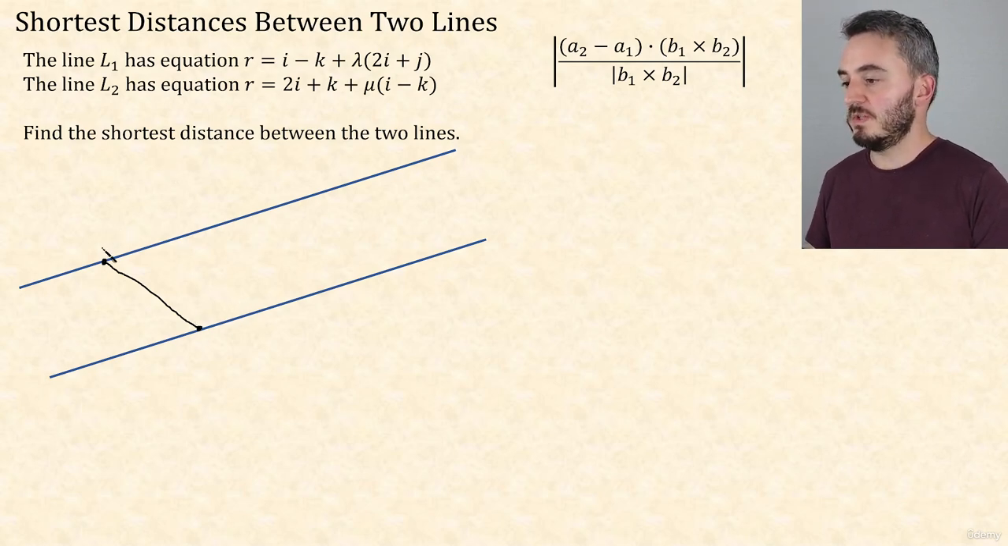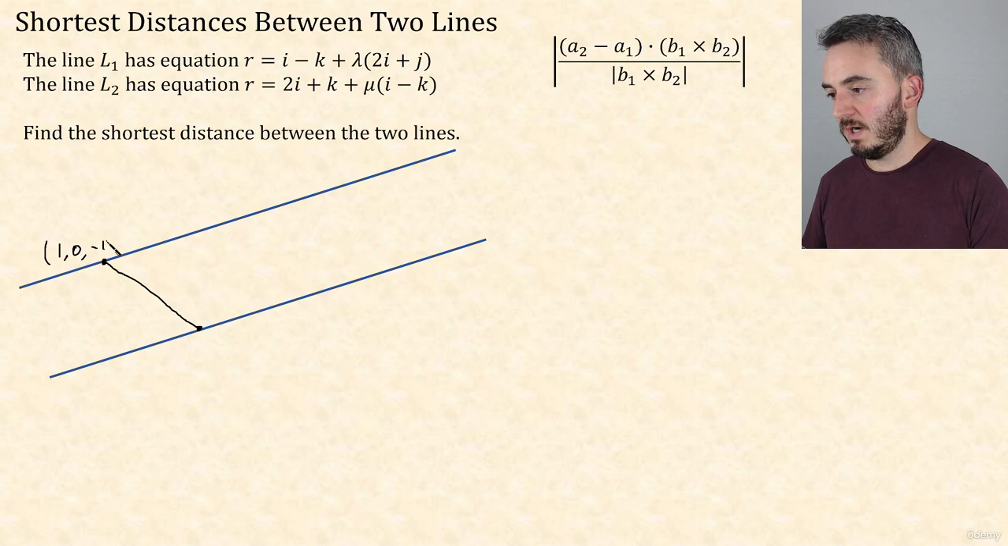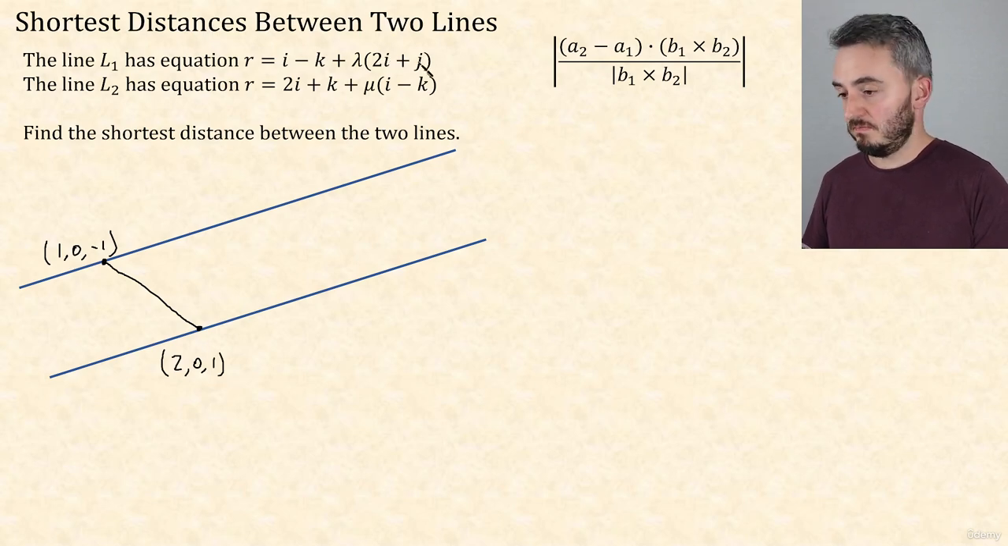So what are our points? Well, a1 and a2, you can do it in any direction, it really doesn't matter, but let's say that this is our a1, so this is the point 1, 0, -1, and this is the point 2, 0, 1, and we're ready to go, right? We just got to sub it into this.